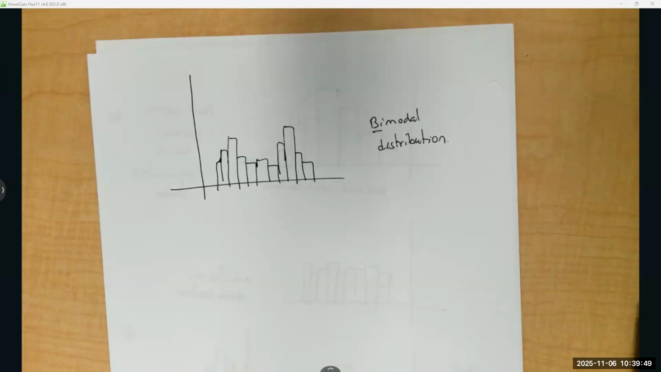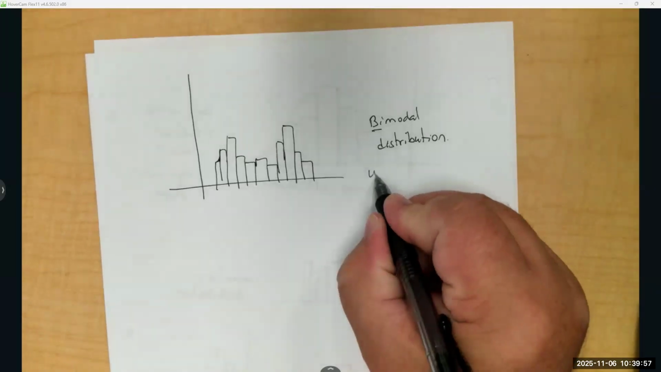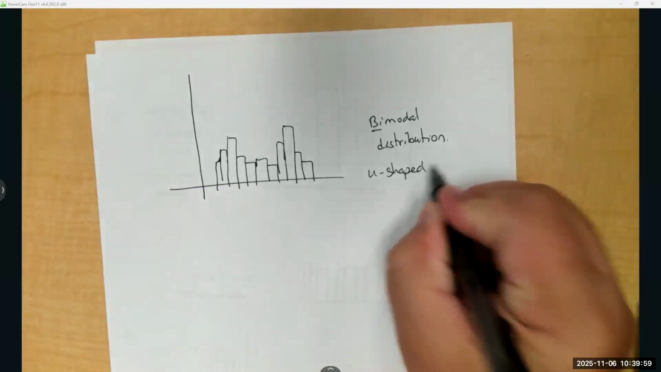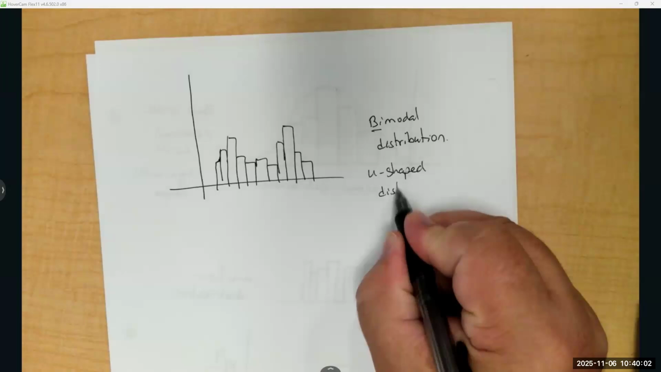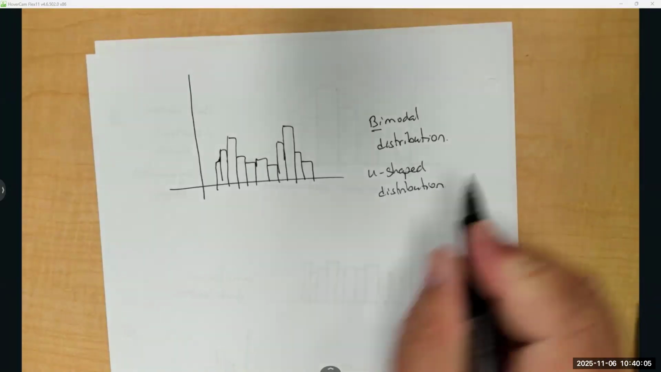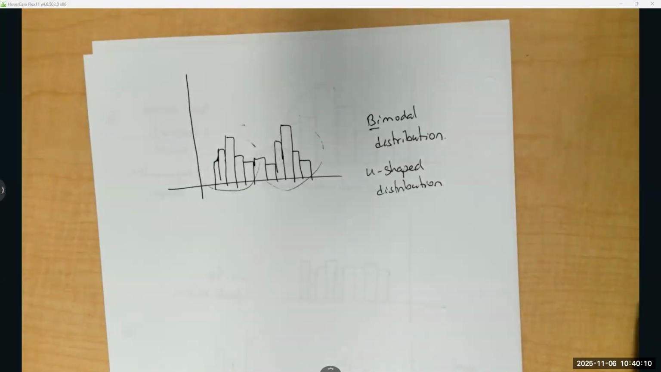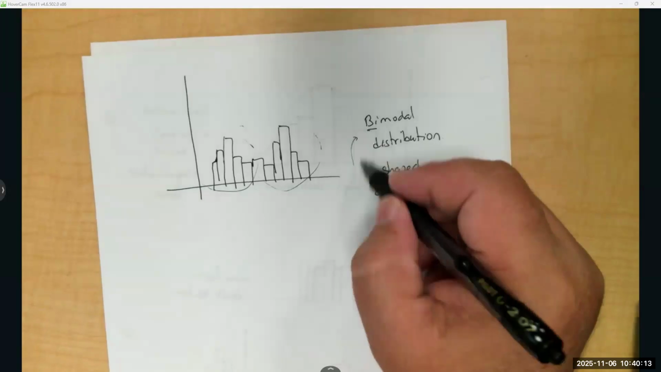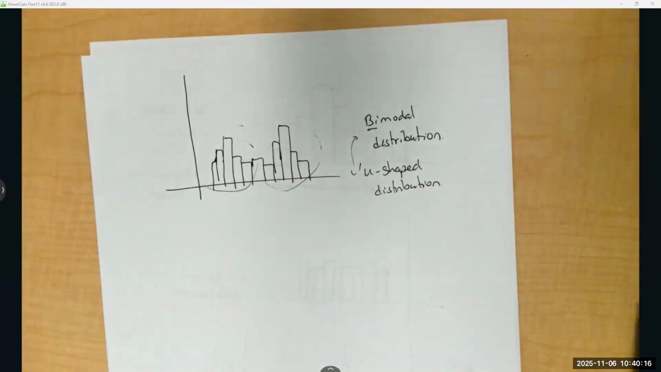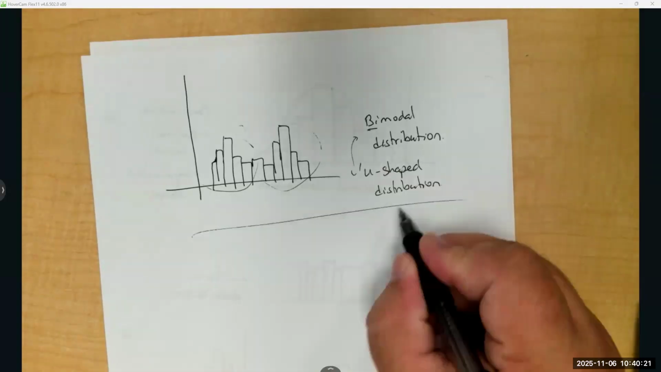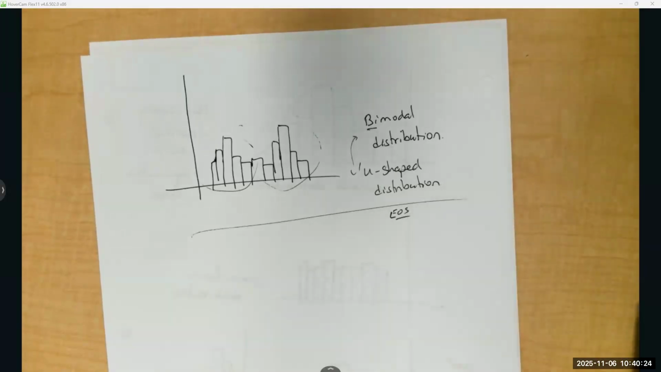What else? Well, I guess you could also say this is, because you have two sets of data, it looks like two separate sets of data, but you can use either one if you want to, bimodal or U-shaped. That's the end of that section. Any questions?